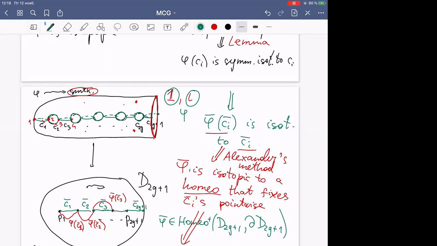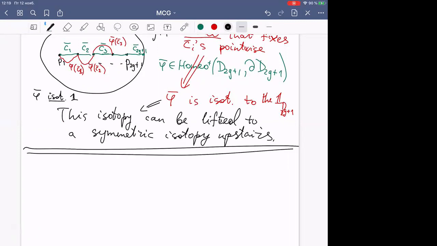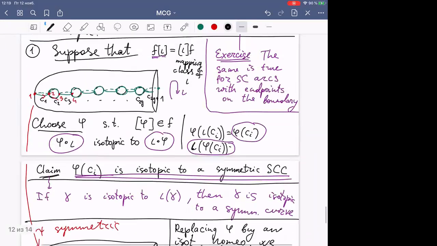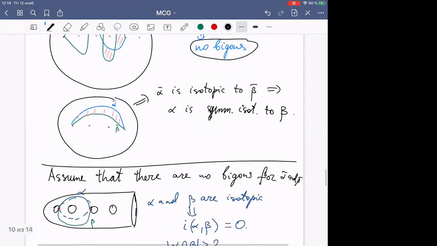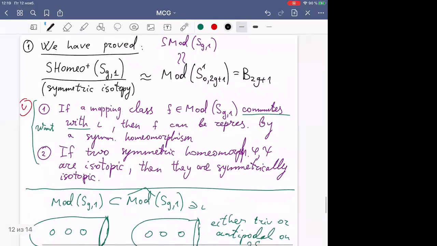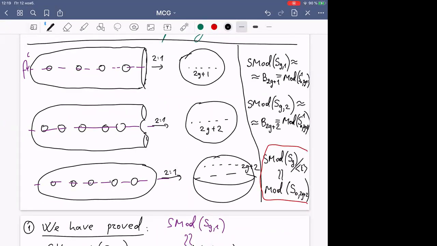Okay, so we arrived at this. We finally proved this nice theorem, the Birman-Hilden theorem, that we have these isomorphisms. This theorem is very useful. This is actually a nontrivial relationship between mapping class groups and braid groups.